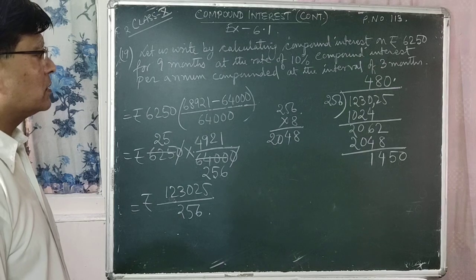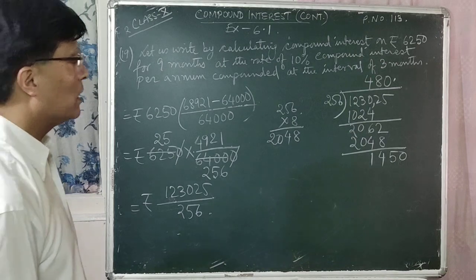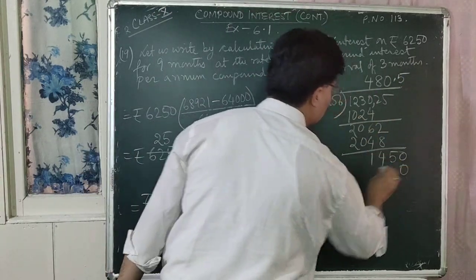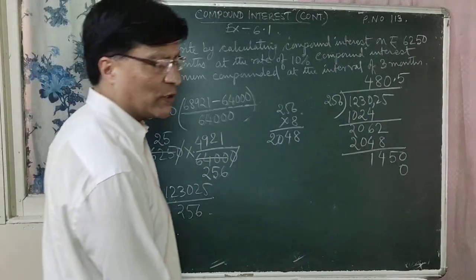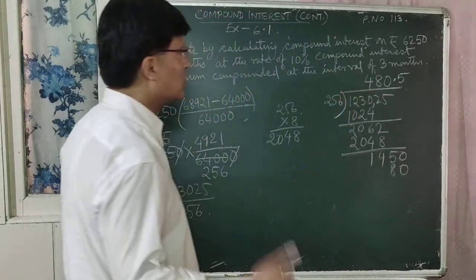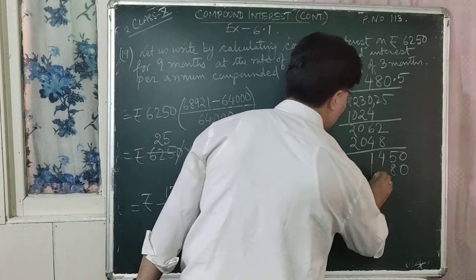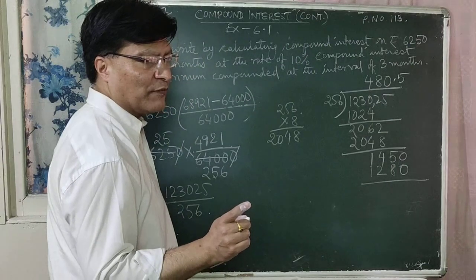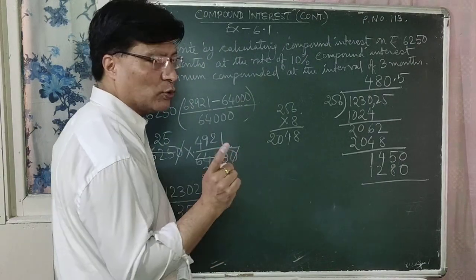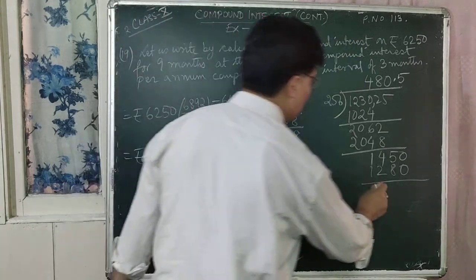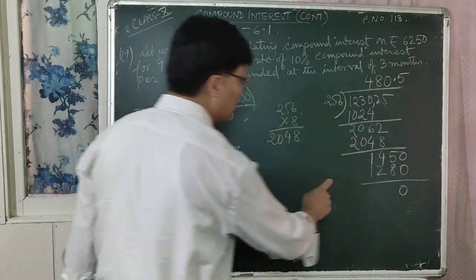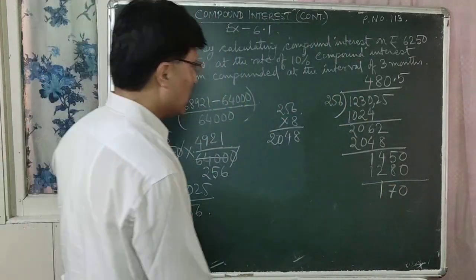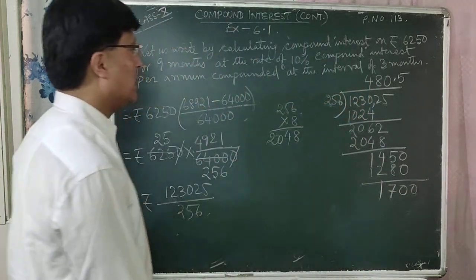Now 6 5 7. 5 times, I think. Let us take it. 5 6s are 30. 0 3. 5 5s are 25 plus 3 is 28. 8 2. 5 2s are 10 plus 2 is 12. Let us take it once again. Let us subtract. 0. 15 minus 8 is 7. 3 minus 2 is 1. Then again you can add 0 here, right?